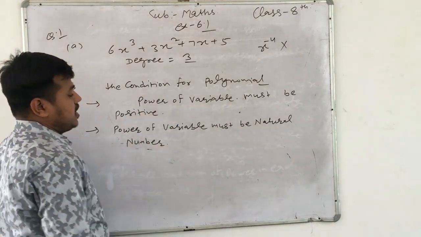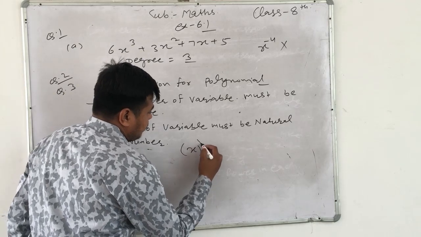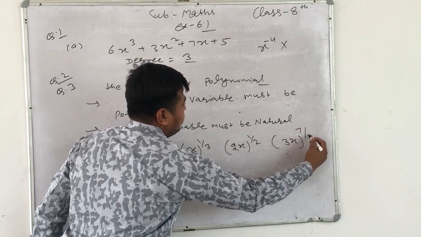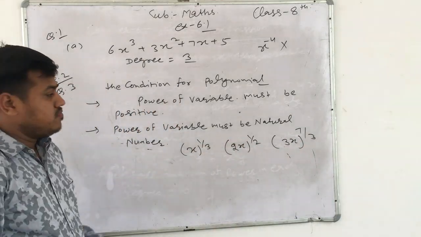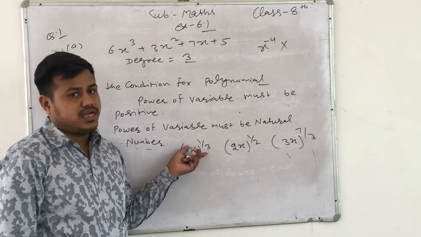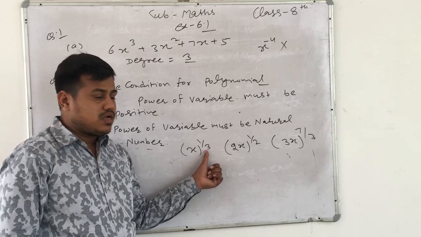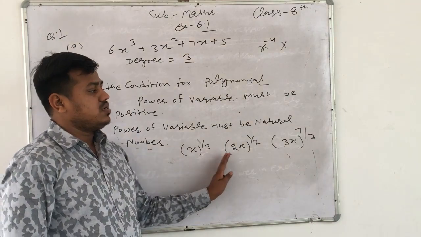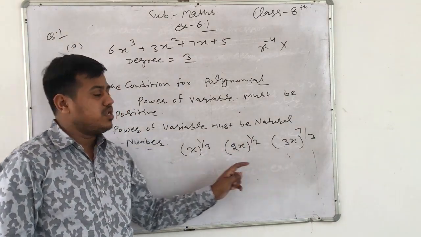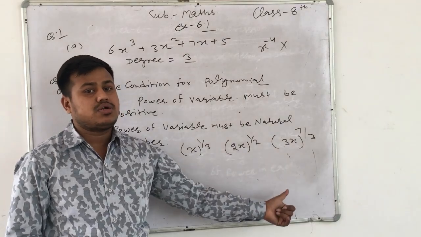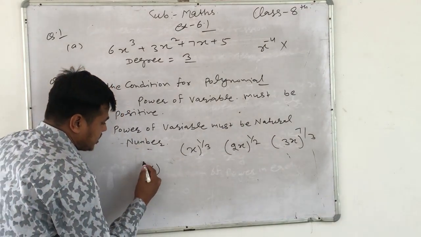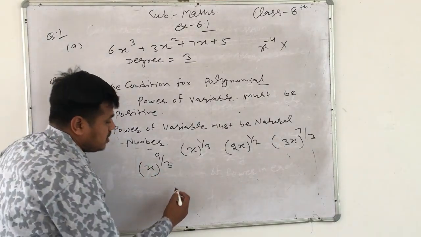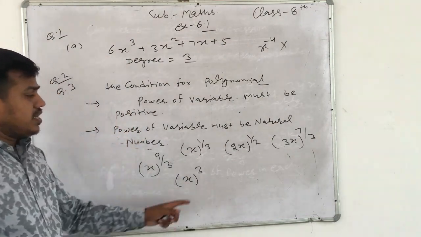Here the power of variable must be a natural number. If there is x power 1/3, 2x power 1/2, 3x power 7/3, these are in fraction form. 1/3 is not a natural number, so the power of variable is not a natural number. It means these are not algebraic expressions, these are not polynomials. If it is given like this, x power 9/3, it means completely 3. It means this is x power 3, and 3 is a natural number.